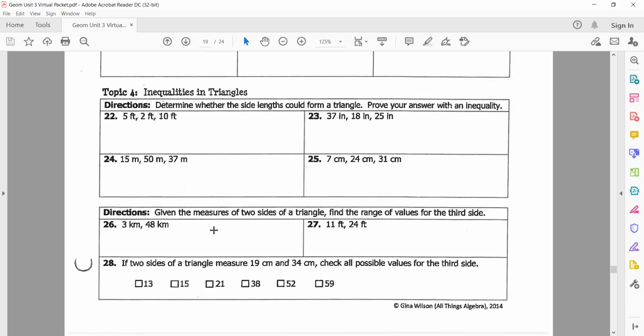Can I use 45? No. Nope. 46? Because that equals 48. Got to be greater than. So it could be 46. Right? So that's one possibility. So I could have a third side that's 46 kilometers long. On the short side, now I'm going to subtract 48 minus 3. I'm sorry, I'm going to add. What about 52?